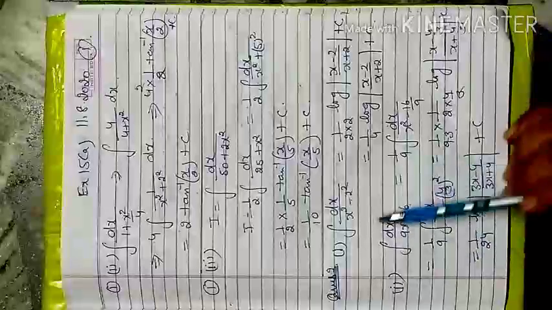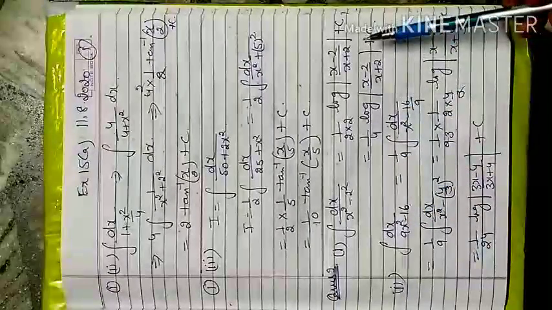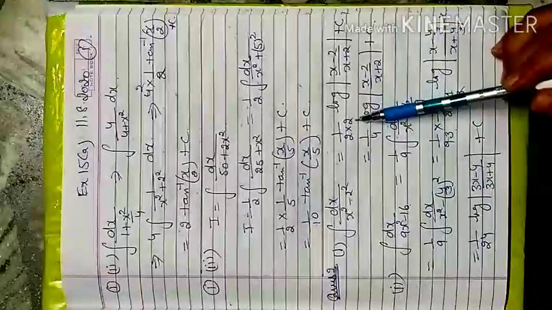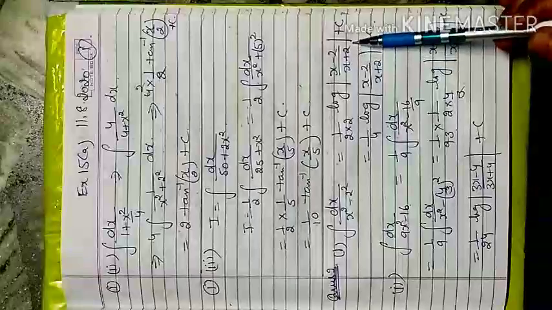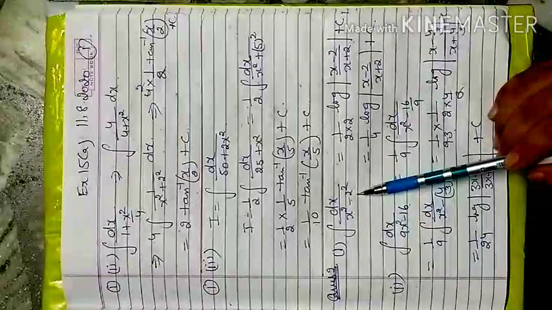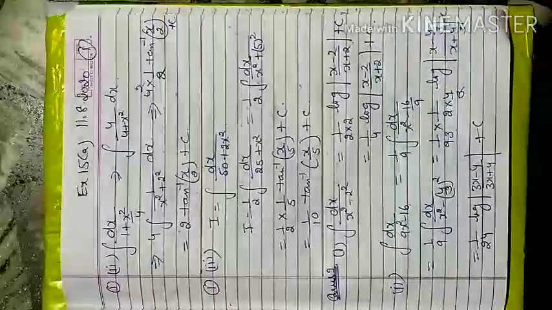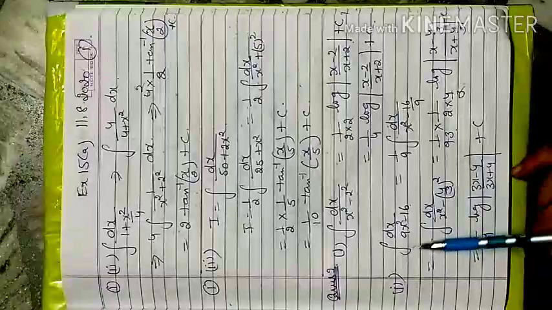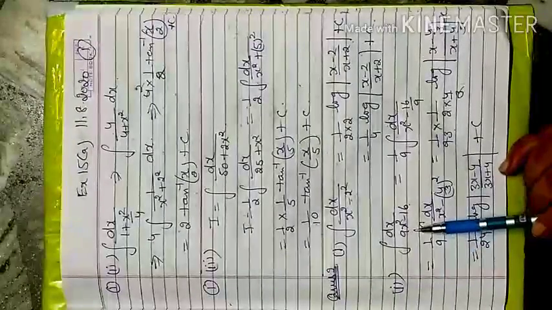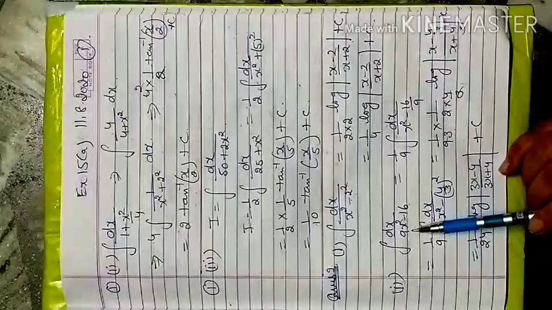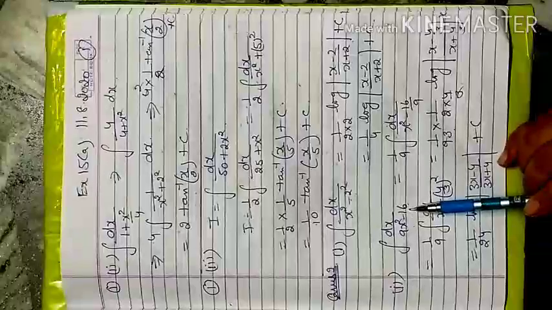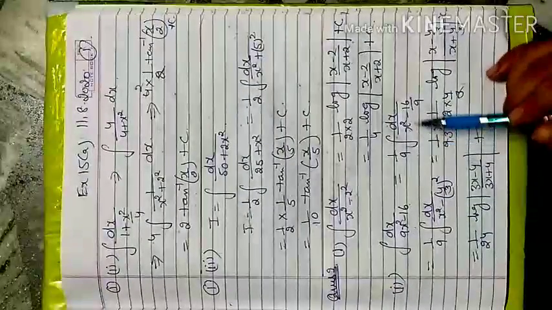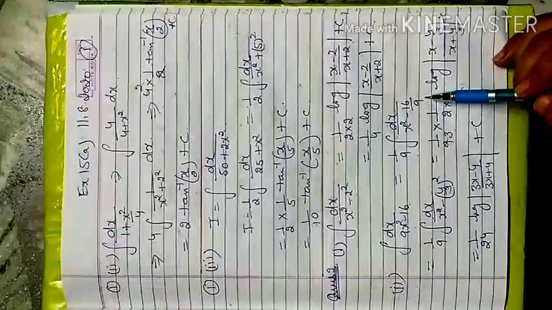Similarly, for the x square minus a square formula, you directly apply 1 by 2a log x minus a by x plus a. In place of a there is a 2, so wherever a is there you just replace it. And the same thing is here, any term multiplied with x, first you take it common, that is 9x square minus 16. So when you take 9 common, what is left is x square minus 16 by 9.